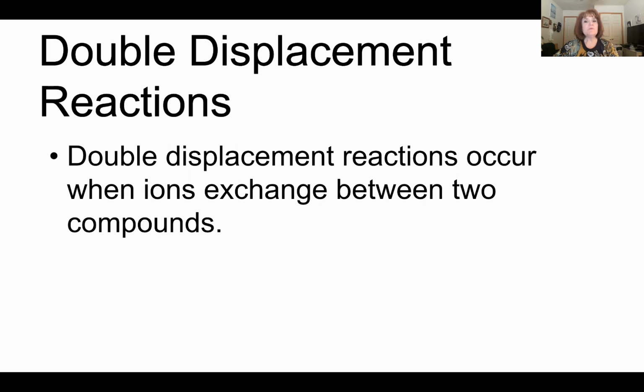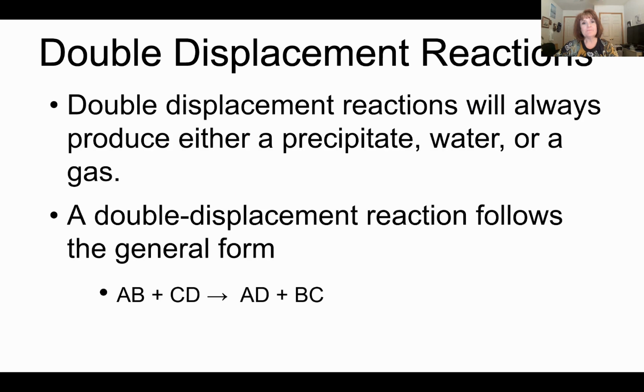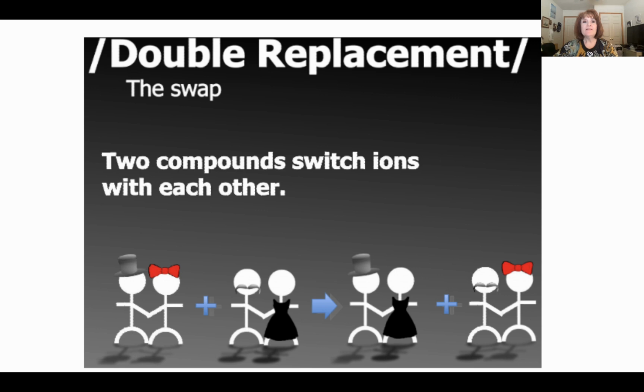Double displacement reactions occur when ions exchange between 2 compounds. The nitrate and the chlorine essentially trade places. Again, a double displacement reaction will always produce a precipitant, a water, or a gas. And again, there's that equation for the double displacement or double replacement reaction. This is lovingly called the swap.